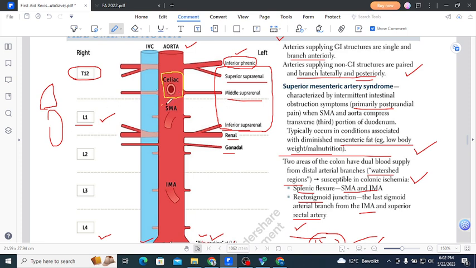Then at the level of L1, we have the superior mesenteric artery. The superior mesenteric artery is going to supply the duodenum from the second part all the way to the ileum, then the ascending colon, and then the proximal two-thirds of the transverse colon as well. Then we have the inferior mesenteric artery originating at the level of L3. The inferior mesenteric artery is going to supply the distal transverse colon, the descending colon, the sigmoid colon, and some part of the rectum as well. So these are the blood supplies. This is the hindgut. So the celiac artery is supplying the foregut, the superior mesenteric artery the midgut, and the inferior mesenteric artery the hindgut.